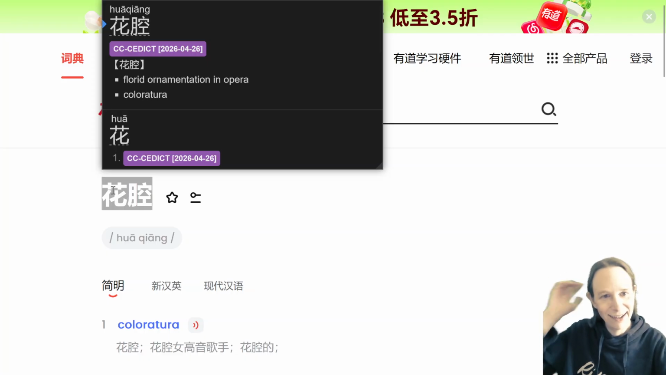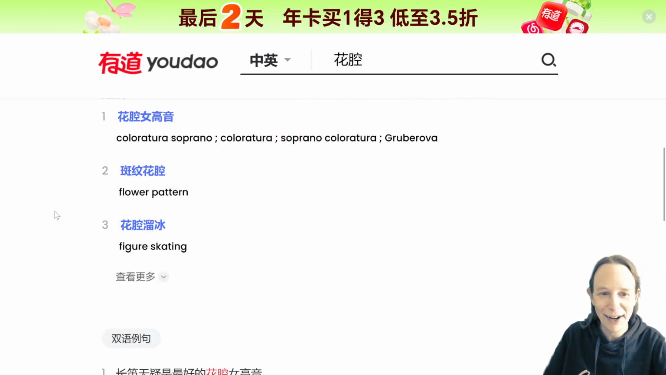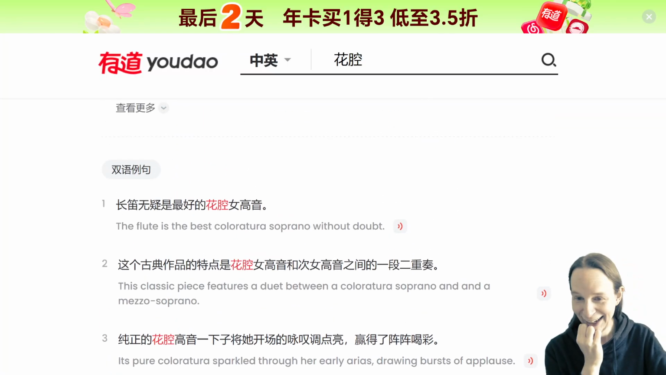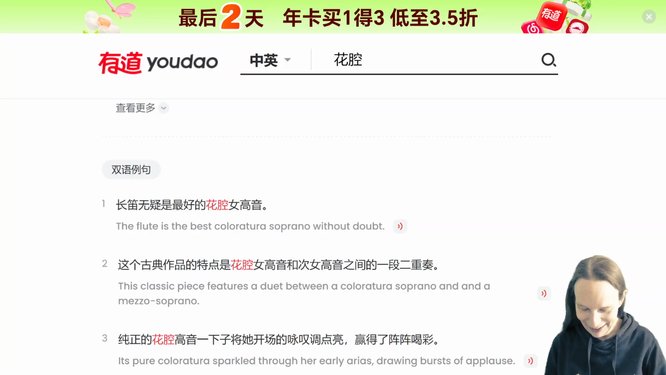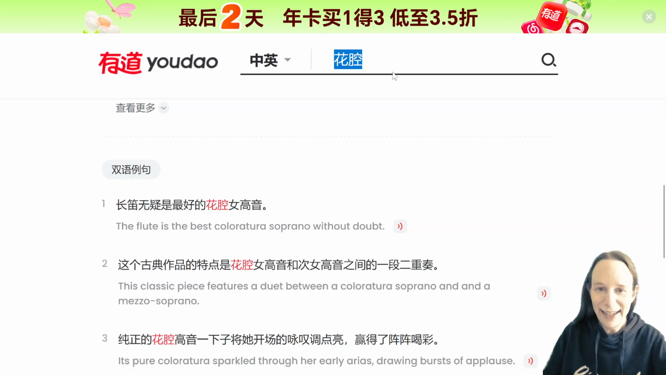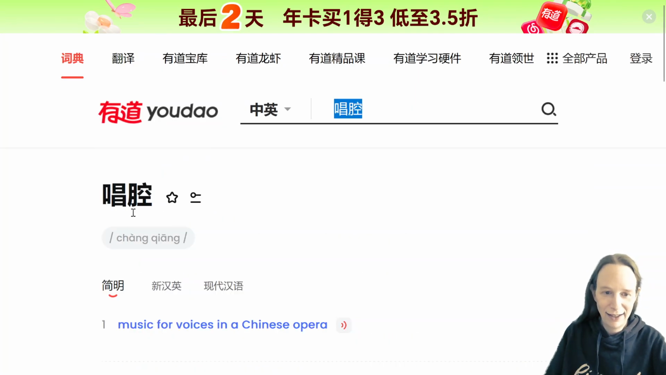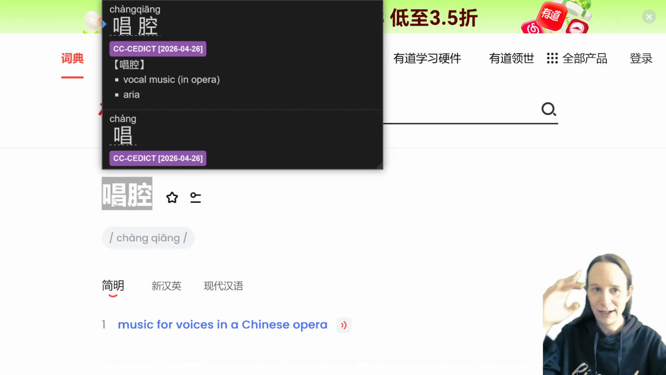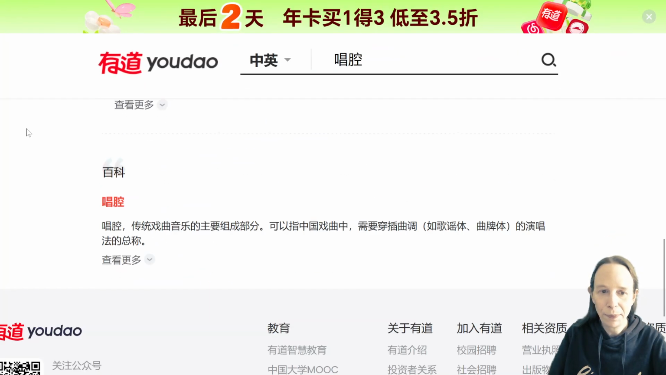It's florid ornamentation in opera. All right. I don't know what that is. And 唱腔. All right. So vocal music in opera. Okay. So sing cavity, or singing cavity.